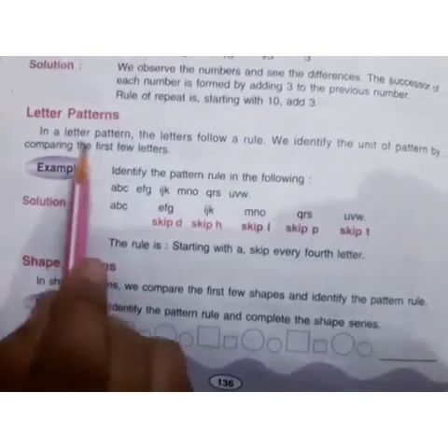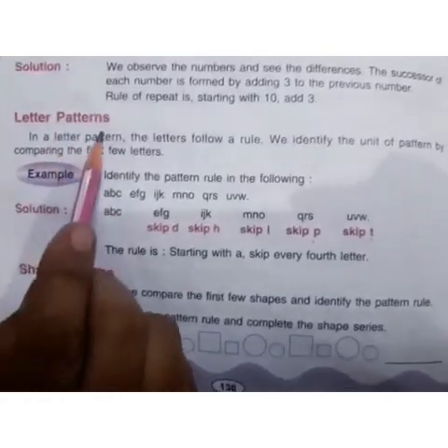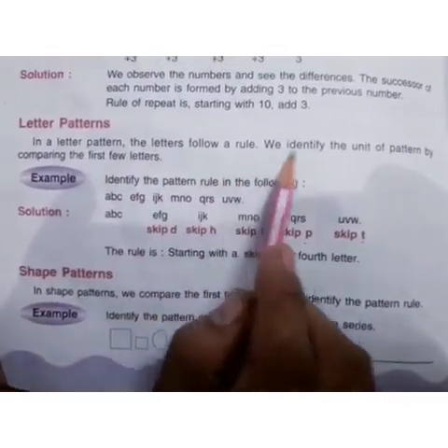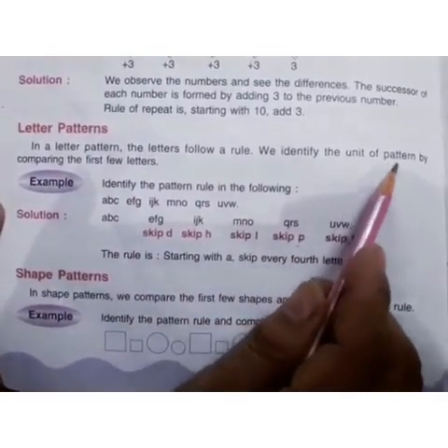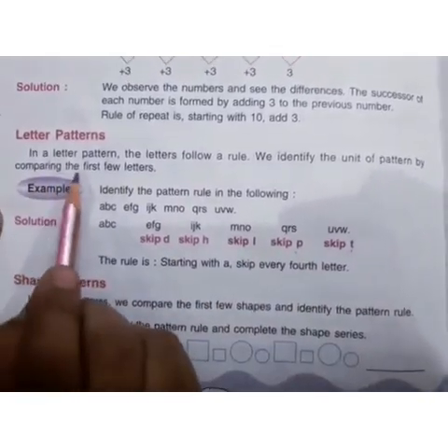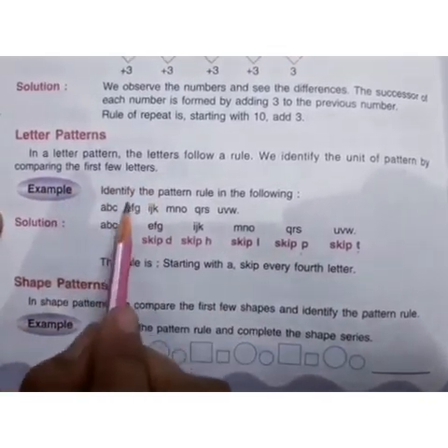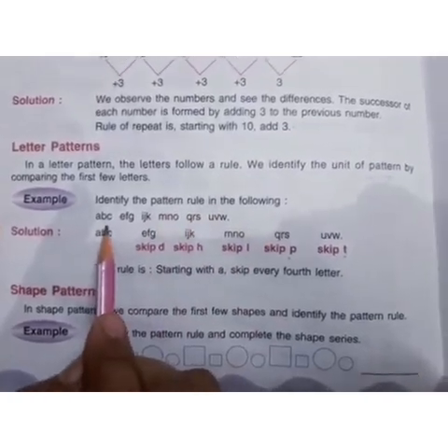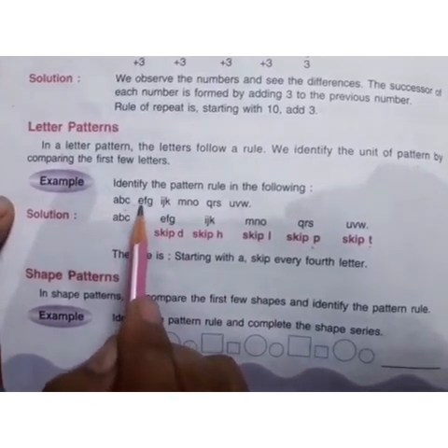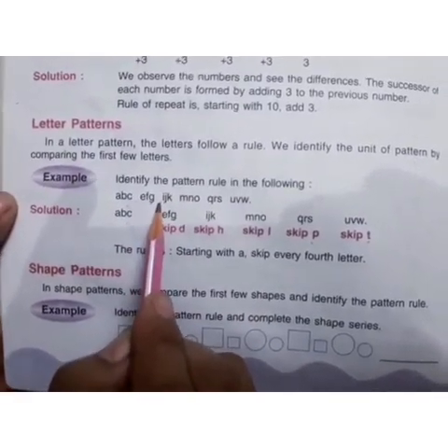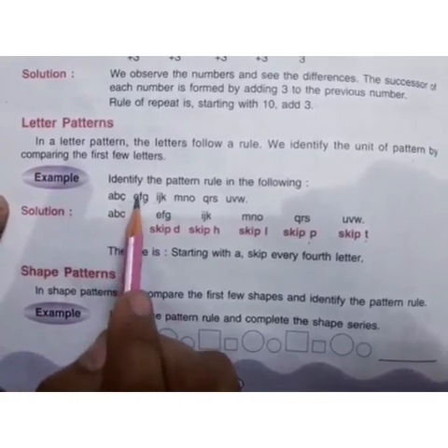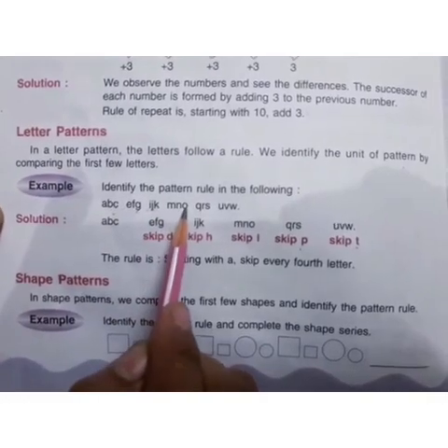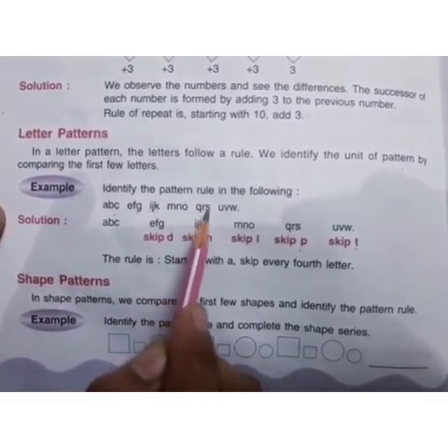Now let us see letter patterns. In a letter pattern, the letters follow a rule. We identify the unit of the pattern by comparing the first few letters. Identify the pattern rule in the following. A, B, C, then D is missing. E, F, G, H is missing. Then we can say every fourth letter is missing. I, J, K, L is missing. M, N, O, the next letter is missing. Then Q, R, S, T is missing.